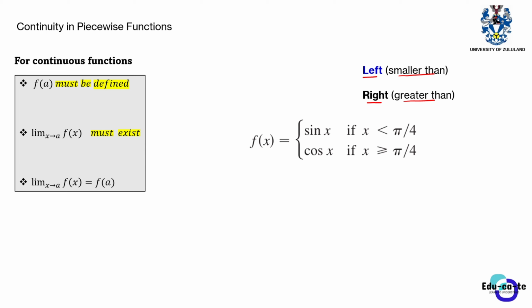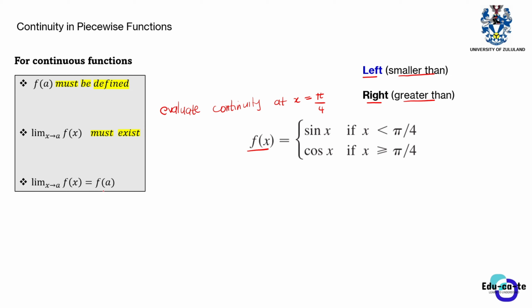This is an example of a function f of x given by sine x and cos x. Now the question will be, evaluate continuity at x is equal to pi over 4. So we want to know that this function, this piecewise function given by these two equations, sine x and cos x, is it continuous at x is equal to pi over 4? So this is a trigonometric function, but that won't make much difference.